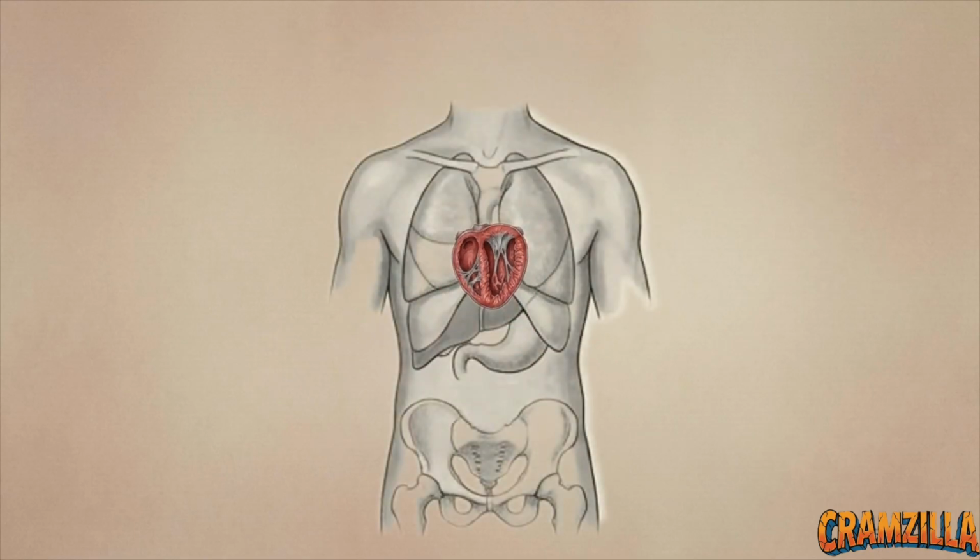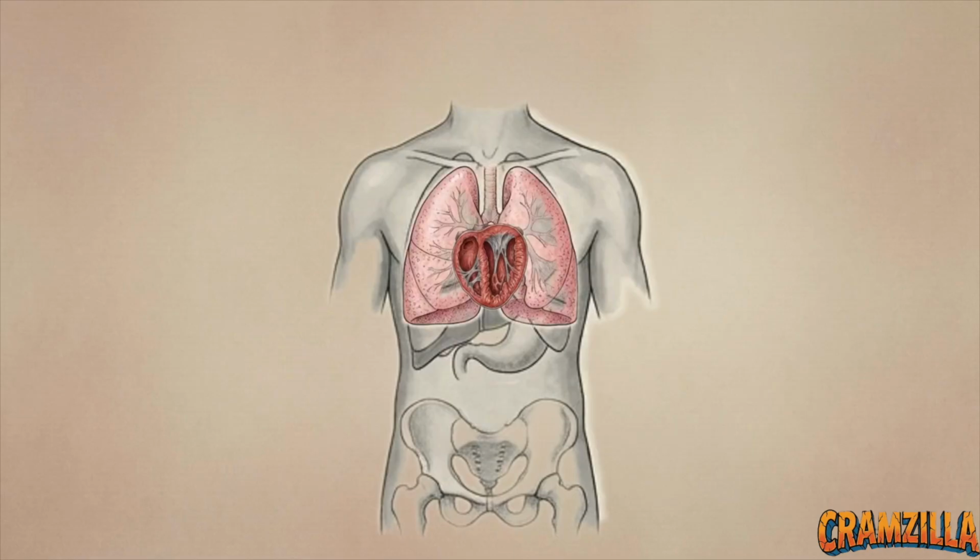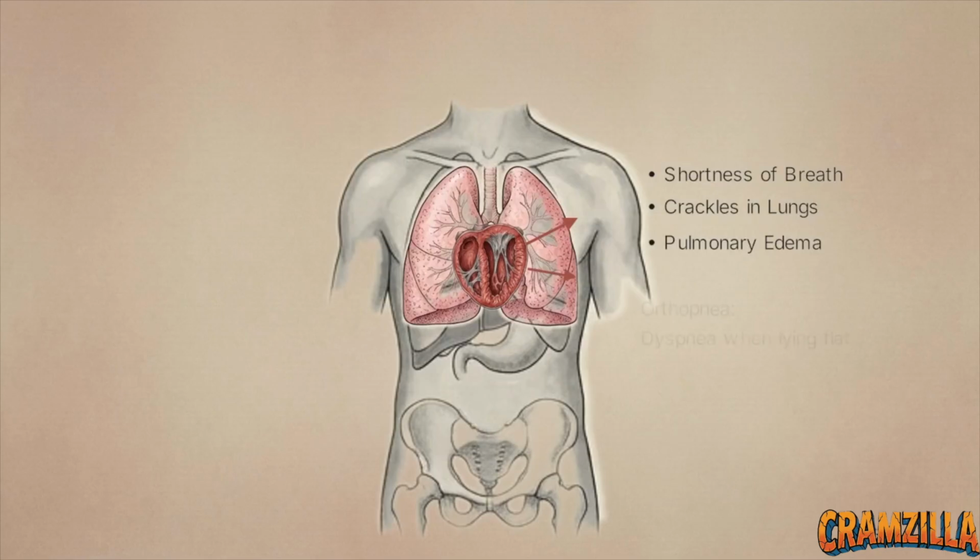This pressure has to vent backwards. On the left side, elevated pressure travels from the left atrium directly retrograde into the pulmonary veins. This pulmonary congestion causes clear clinical signs: shortness of breath, orthopnea, crackles in the lungs, and eventually pulmonary edema. Orthopnea is shortness of breath that occurs when lying flat.